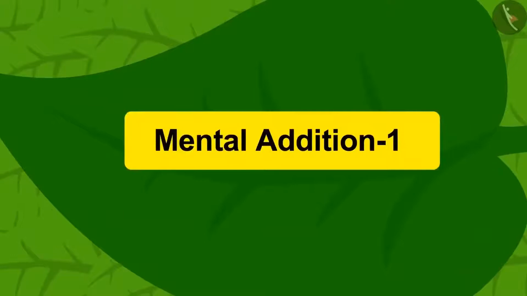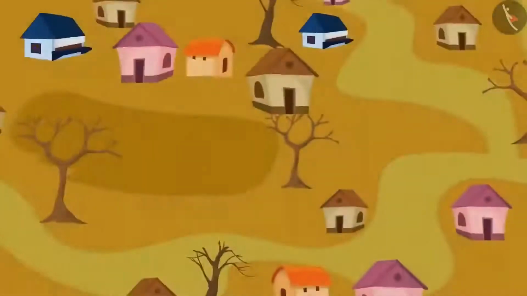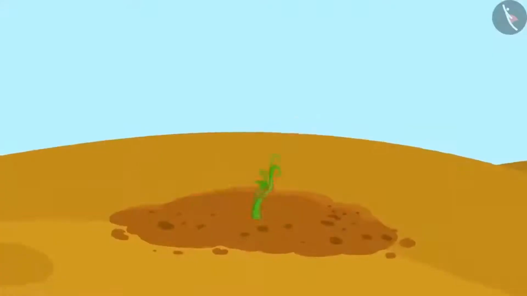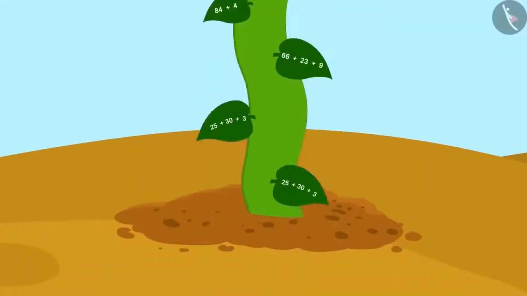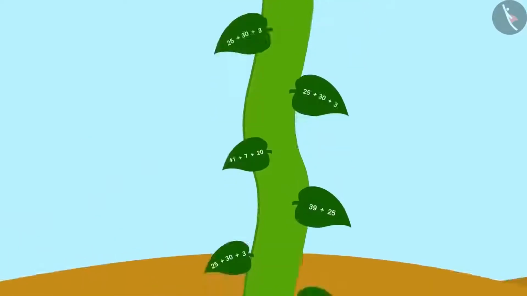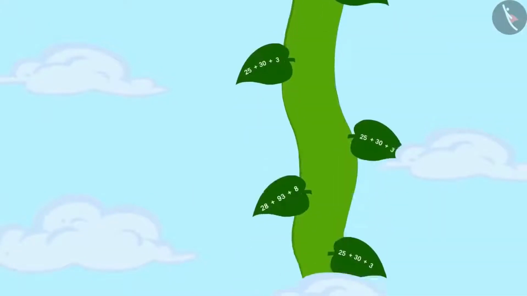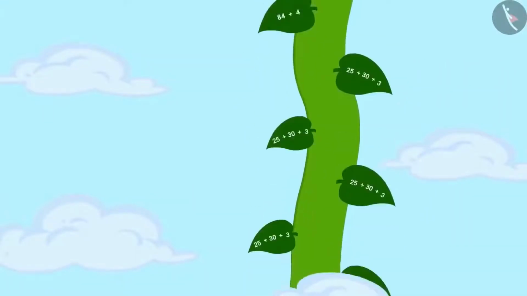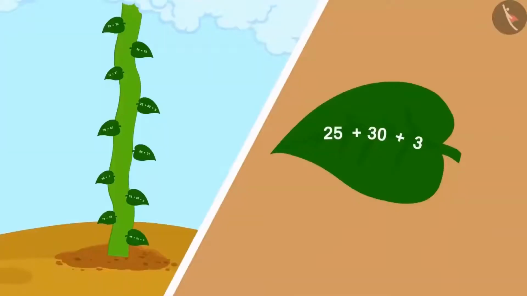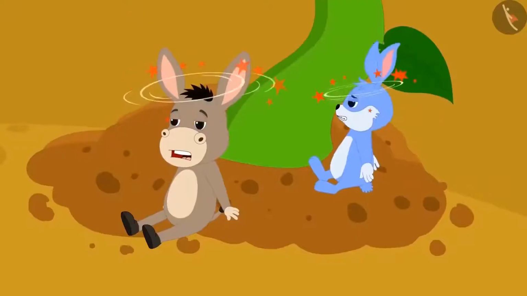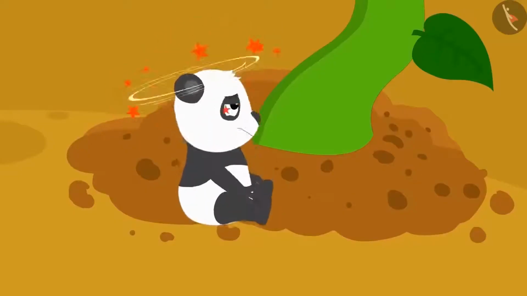In this lesson, we will learn to add mentally. Long time ago, there was a famine in the village. Everyone was suffering from hunger. Then one day, suddenly a vine appeared in the middle of the village. The vine was very thick and tall. It was going so high that it was going high above the sky. There was something special about this vine. A math puzzle was written on each of its leaves.